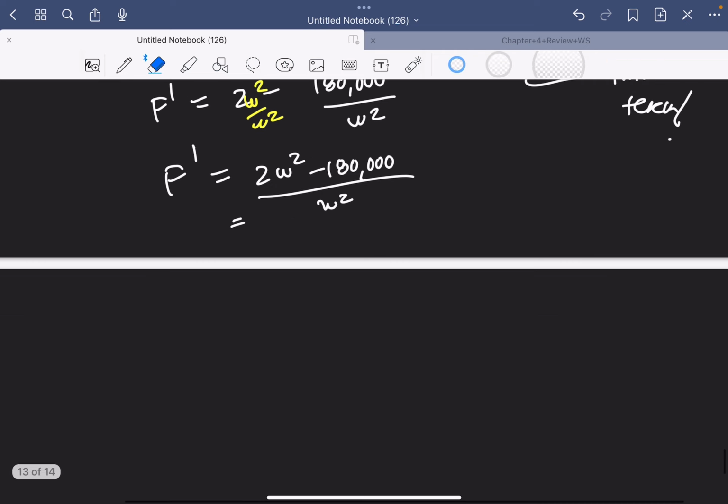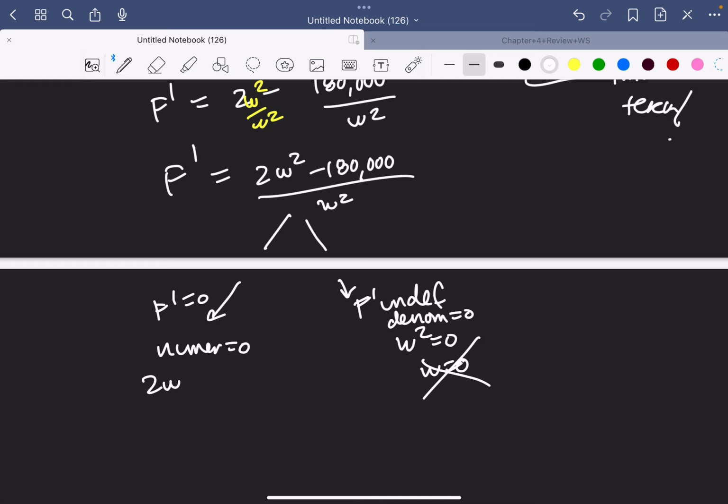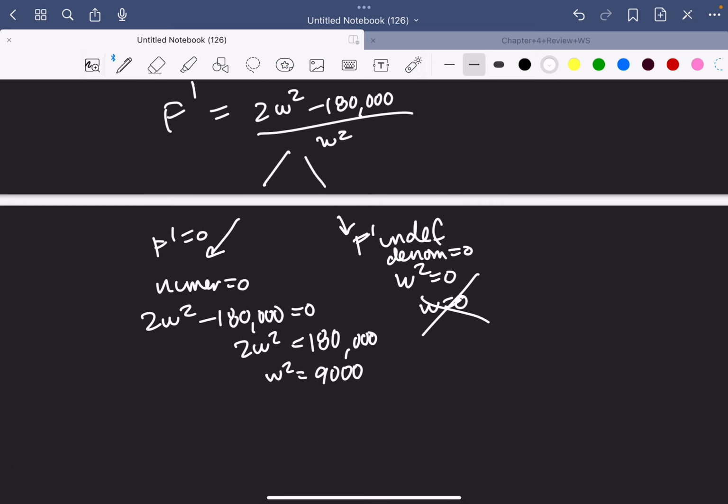So we know we have two options. We're either going to have the derivative equals 0 or the derivative is undefined. Well, derivative undefined would mean width equals 0, which is garbage, because that would be the denominator equal to 0. In this case, if the numerator equals 0, that would be 2W squared minus 180,000 equals 0. So now we solve, and we get 9,000, right? Is that 9,000? Yes. Okay.